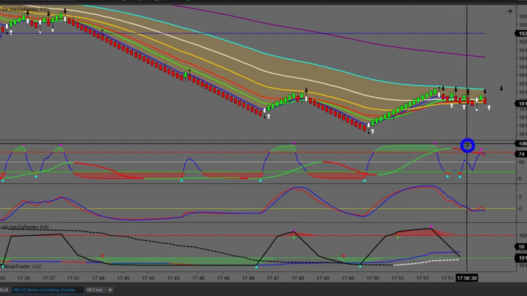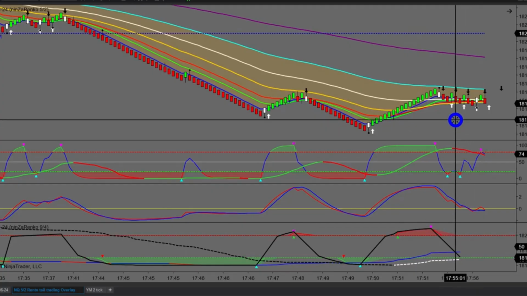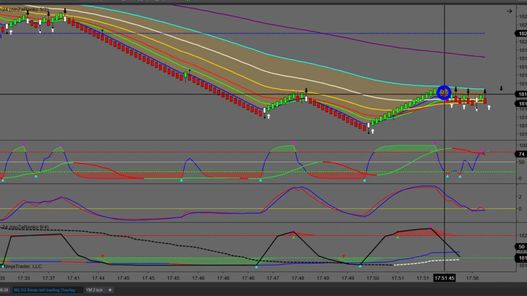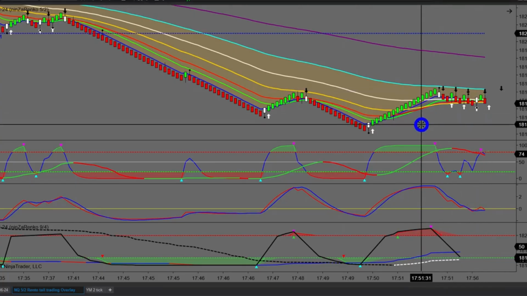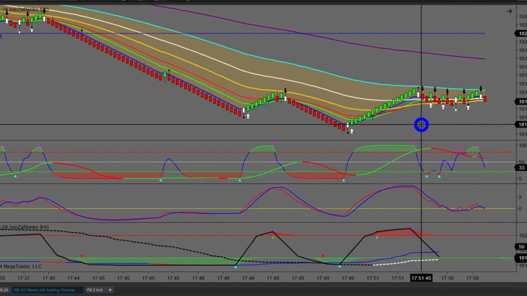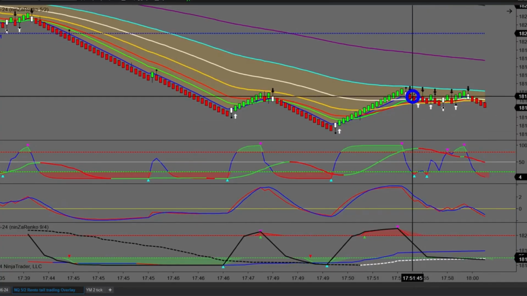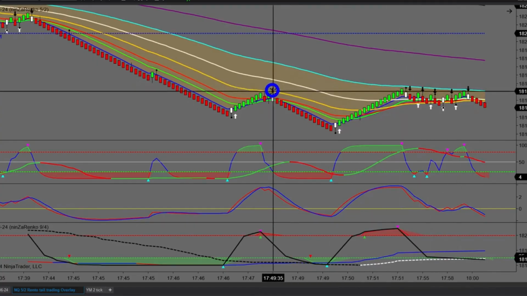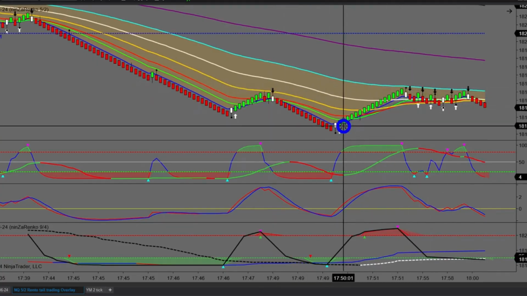Now it actually hooks here, so we would be in a short, probably somewhere about here. Okay, so we'd be in this particular trade. So we take a bit of heat there, and look what we've got here as well. If you're wondering about the arrows, they're turning very quickly.